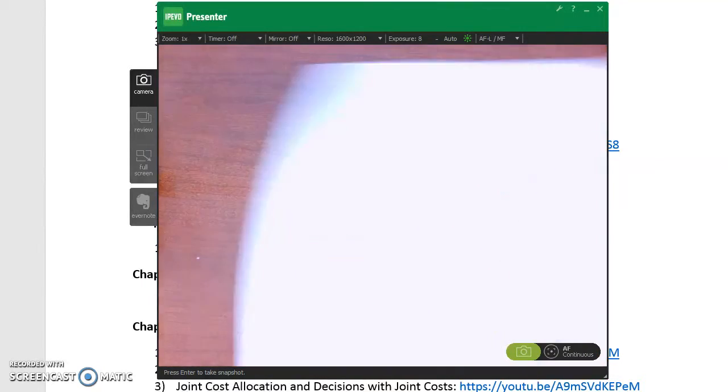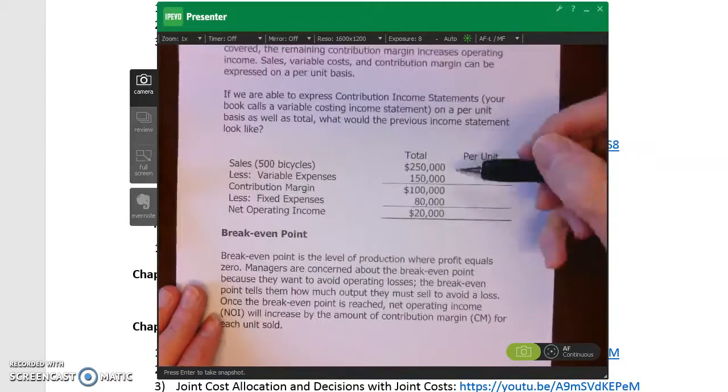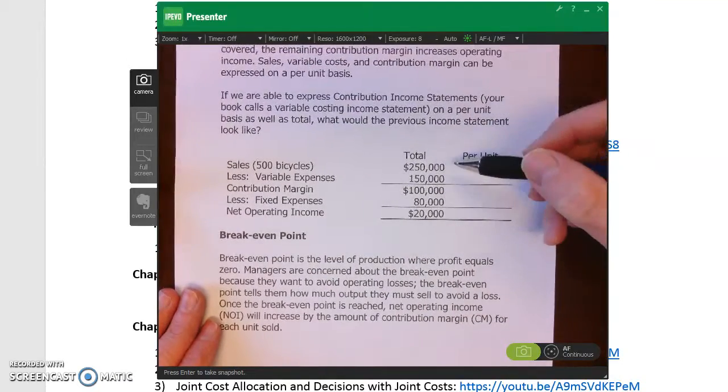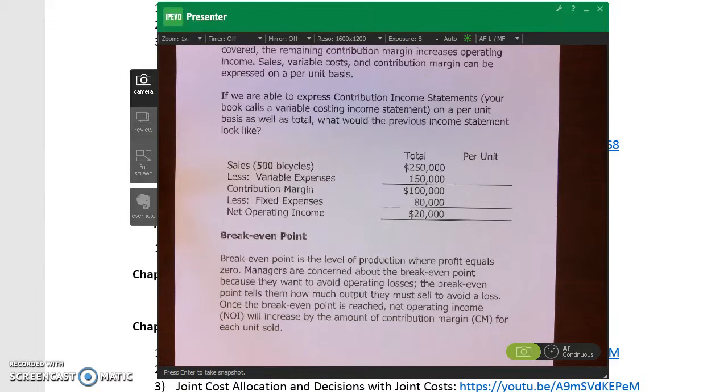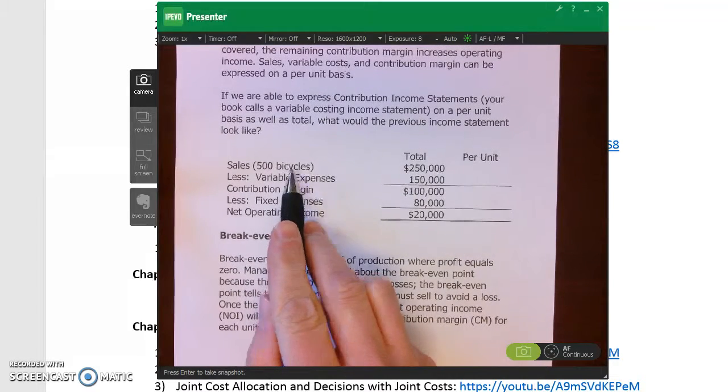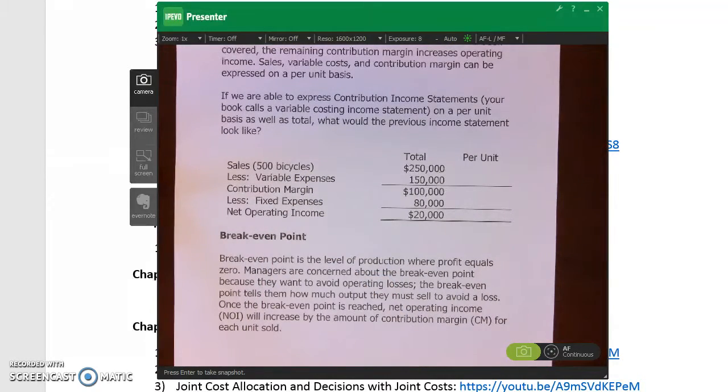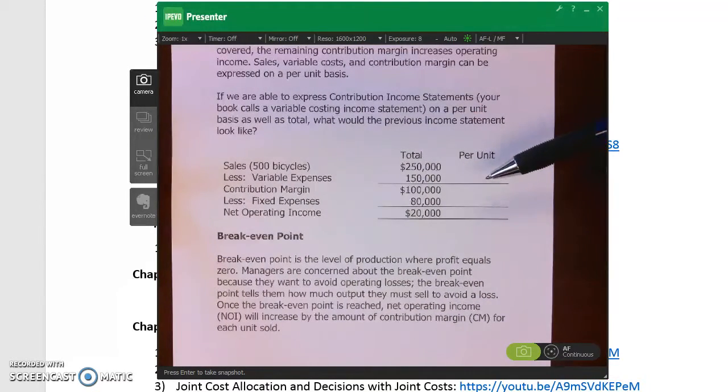Now, as I said over here, if this is our total income statement, we can express all these line items on a per unit basis, and that will help us with cost, volume, profit analysis. So if I sold 500 bikes, and let's just assume that I sell one type of bike for a single price, just to keep things easier. And that's what we're dealing with, our bike shop.